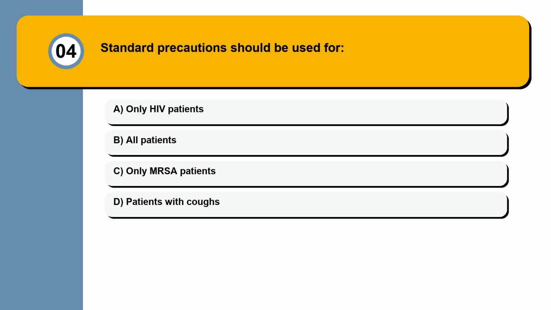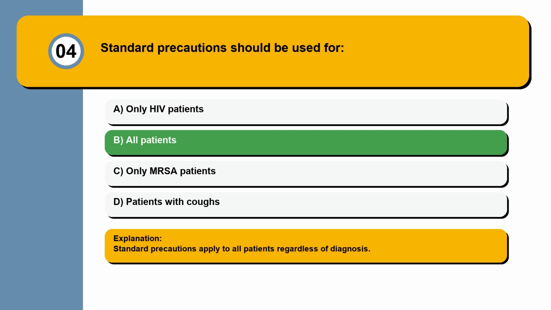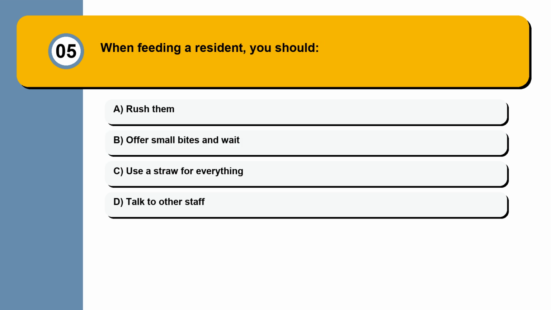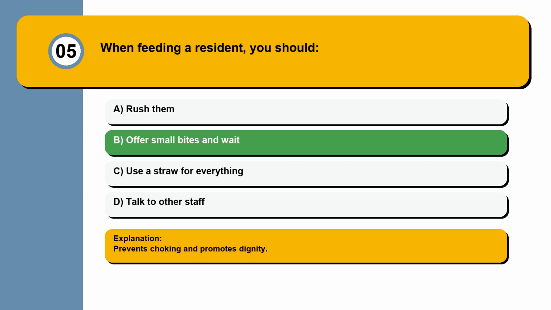Question 4. Standard precautions should be used for only HIV patients, all patients, only MRSA patients, patients with coughs. Standard precautions apply to all patients regardless of diagnosis. Question 5. When feeding a resident, you should rush them. Offer small bites and wait. Use a straw for everything. Talk to other staff. Prevents choking and promotes dignity.